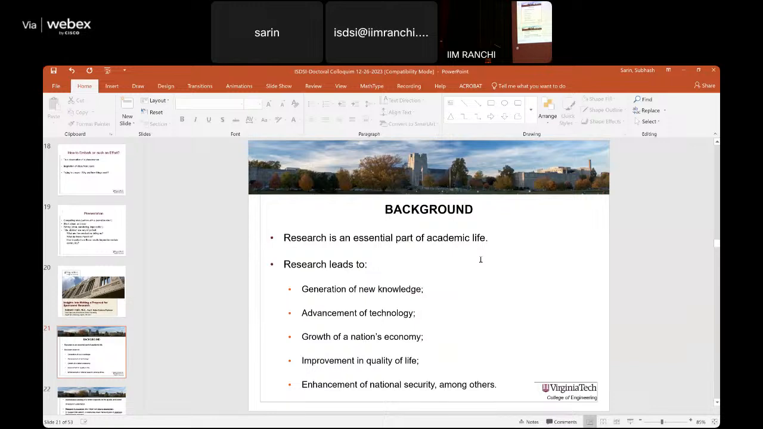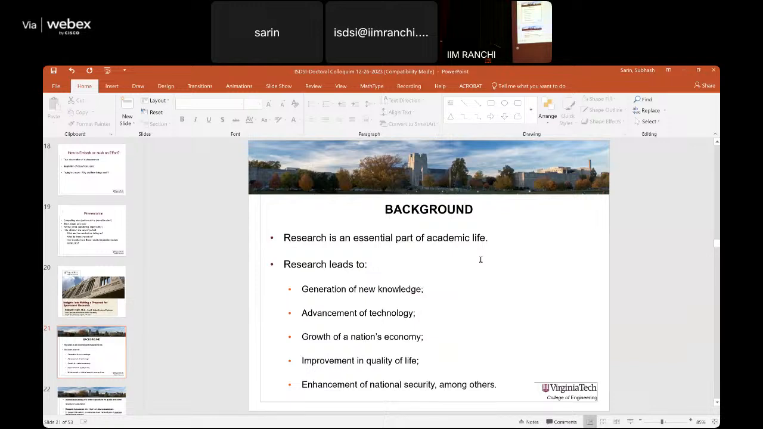because research leads to generation of new knowledge, advancement of technology, growth of a nation, improvement in quality of life, enhancement of national security, among others. So this is a very important thing. And like I mentioned before, when a country's research and development budget is very high, there are more people working on it, and therefore more exciting things happening. And that is where national security, quality of life, and economy, and all those things are impacted. So in a way, it's very important for any country to invest in research nowadays.